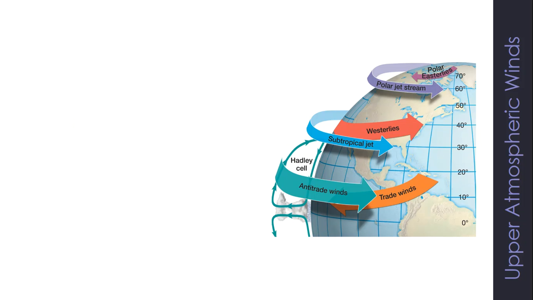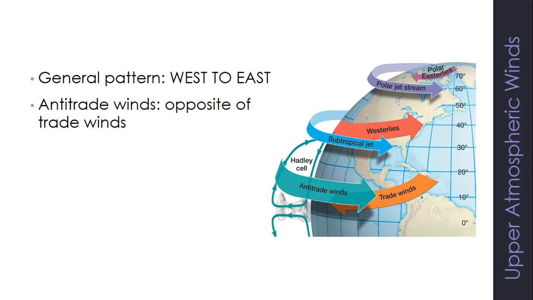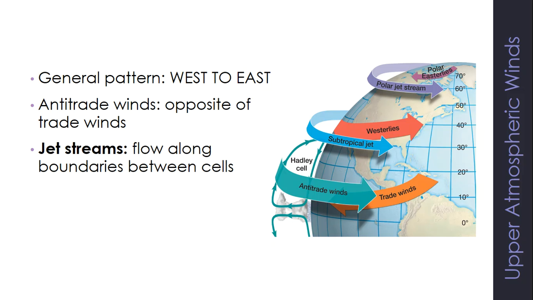And so I lied. There's one more thing we're going to talk about. Winds in the upper atmosphere, right? Because both the winds that we're talking about that affect us are in the lower atmosphere. But generally speaking, in the upper atmosphere, besides these Hadley cells that we talked about, you're getting a general wind pattern in the upper atmosphere from west to east. These are the anti-trade winds, and they are the opposite of the trade winds again.